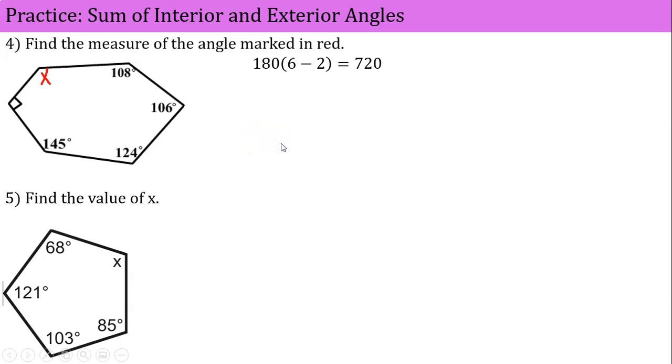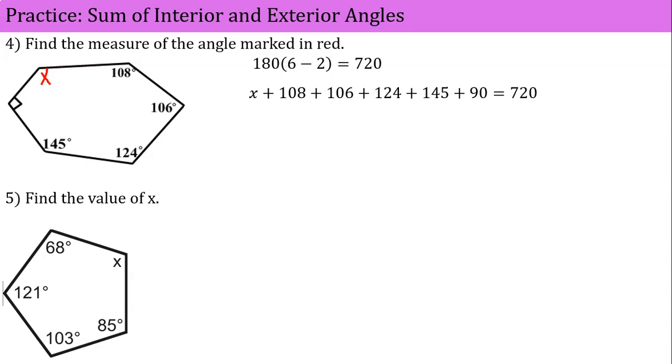So 180 times 6 minus 2, again, I plugged in 6 because it's a hexagon with 6 sides, is 720. So I know that all 6 of those angles added up are going to give me 720. So now that I know 720, now I can actually write an equation involving x.